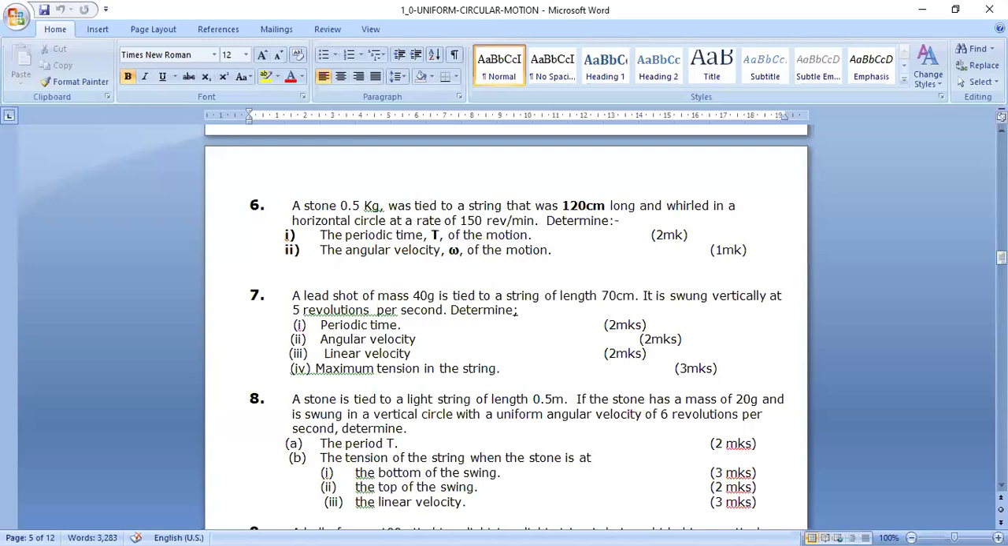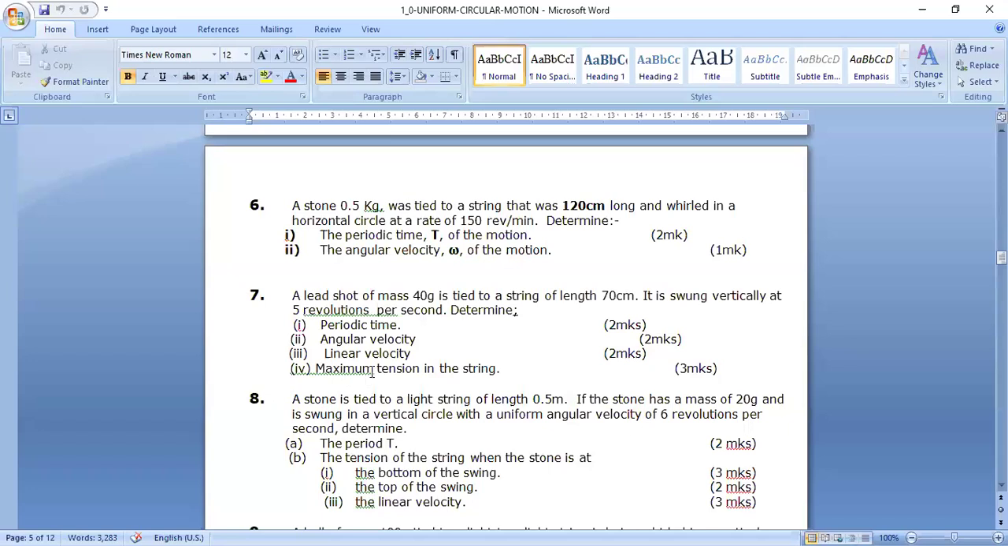Let's have an explanation for Roman 3. Yes, you can go on, Quincy. For linear velocity, remember the formula: v is equal to omega times r. We have already found omega, which is angular velocity, and the radius, I think it's 70 centimeters, which is 0.7.